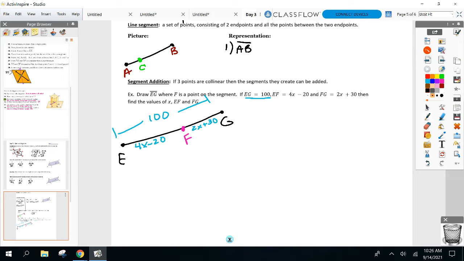Need a little help. Lisa, got us? 4x minus 20 plus 2x plus 30 equals 100. Good. 4x minus 20, the one part, plus the other part, 2x plus 30, equals the whole segment, 100. Everyone's all right? Are we okay on where that came from? Because that's basic. You're going to see a lot more advanced stuff in this class than this. All good? Add up the two parts, it gives me the whole.